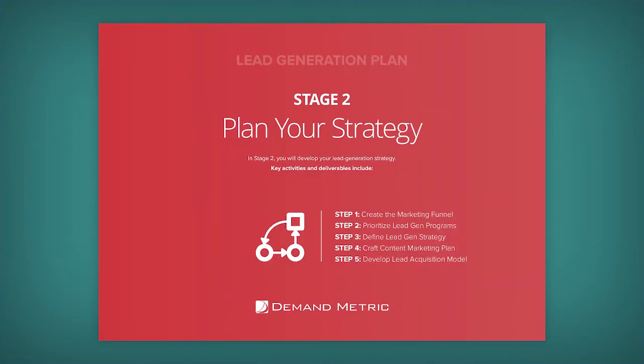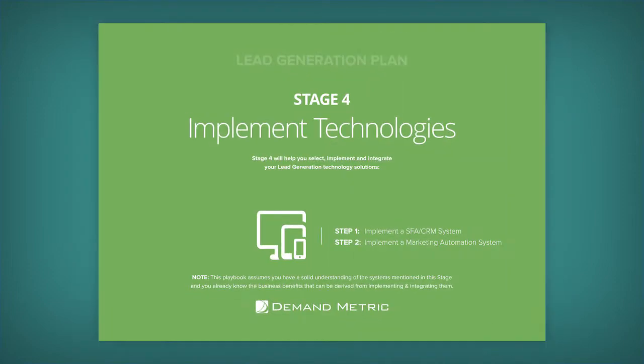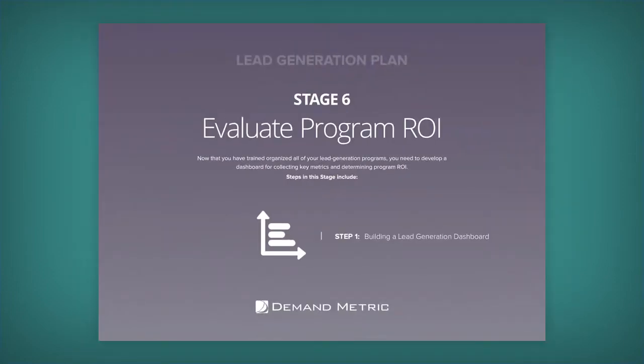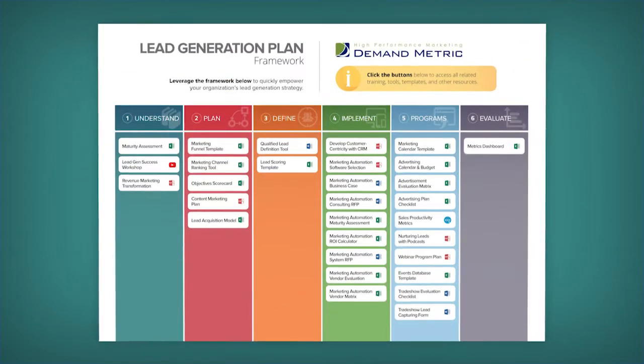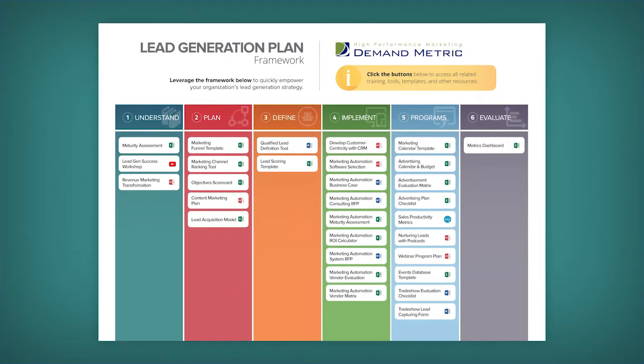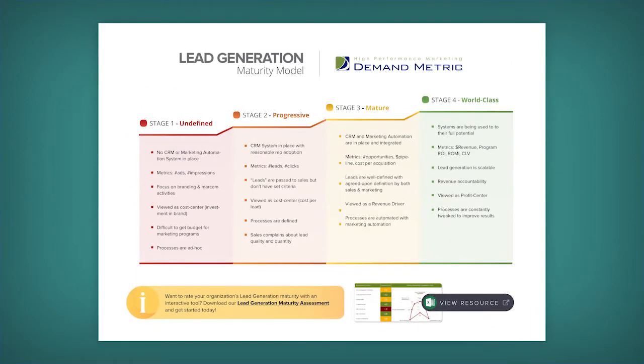Use this step-by-step playbook and set of premium tools and templates to create a comprehensive lead generation plan. Each playbook begins with a table of contents and a framework for quick reference to the tools and templates highlighted throughout this step-by-step guide. Also included is a maturity model that helps you understand where your organization sits in the spectrum of lead generation maturity.